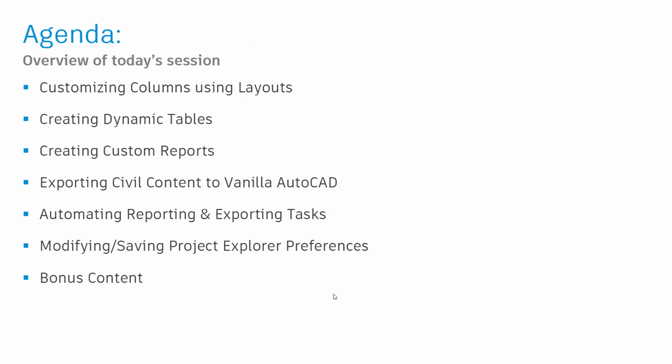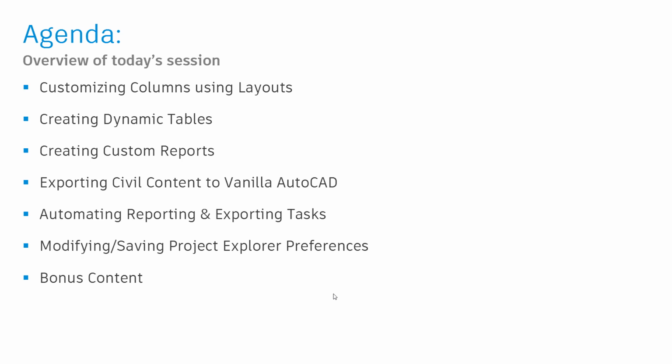The agenda. We are going to be picking up where we left off. When last we met, we were talking about comparing civil objects. Today, we're going to look at how we can customize columns for viewing that data a little bit easier. That is going to set us up for the purpose of creating reports. We'll look at how we can create dynamic AutoCAD tables and HTML reports, PDFs. We'll look at how we can export civil content to vanilla AutoCAD. We will also look at how we can automate the exportation of our data into reports and CAD files.